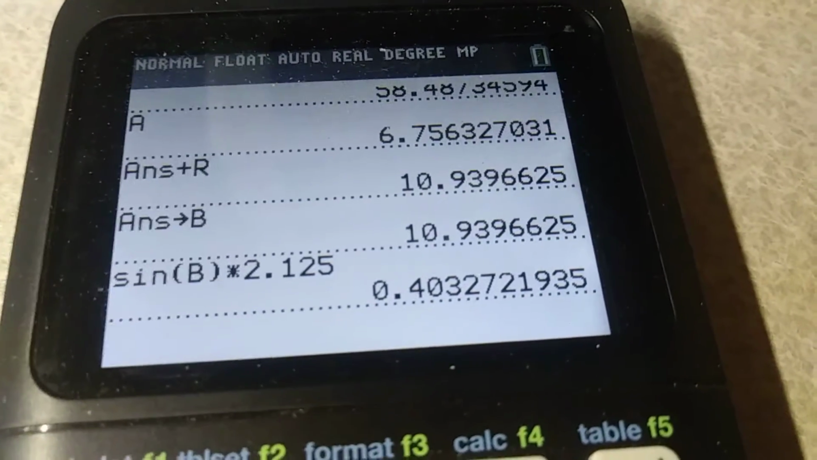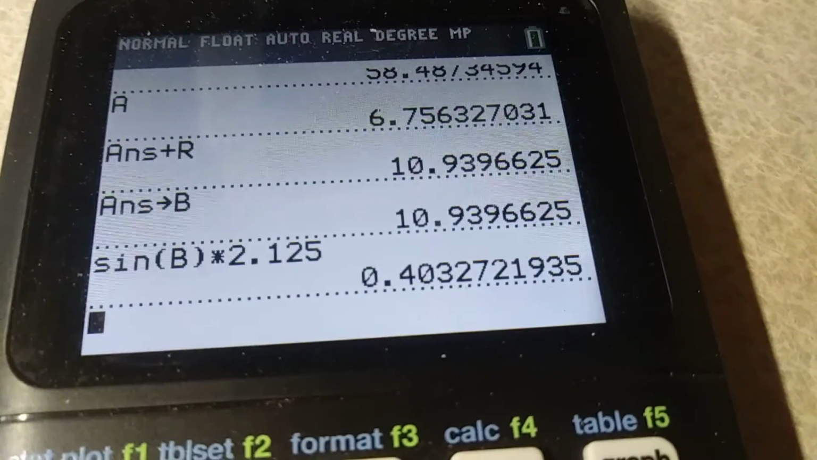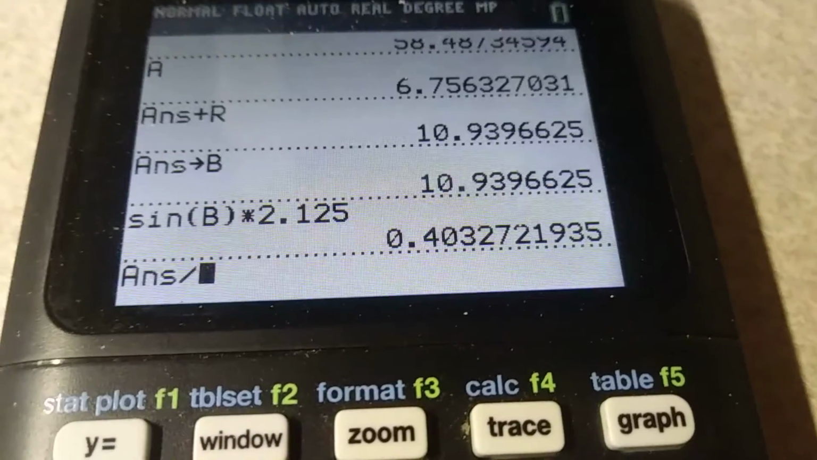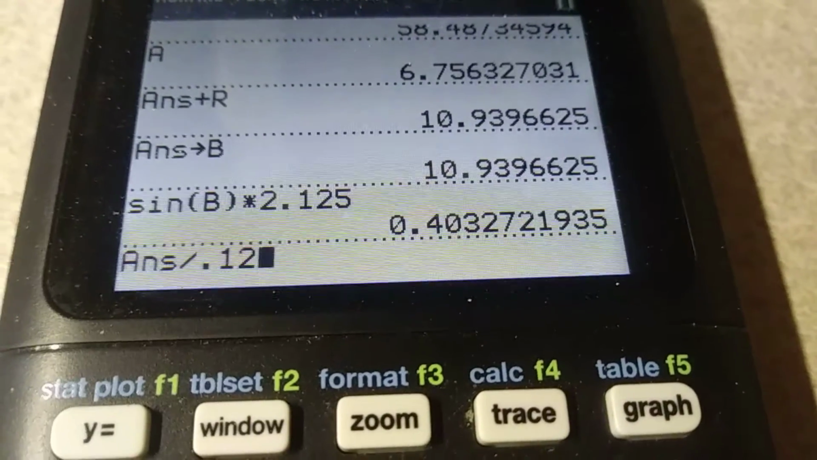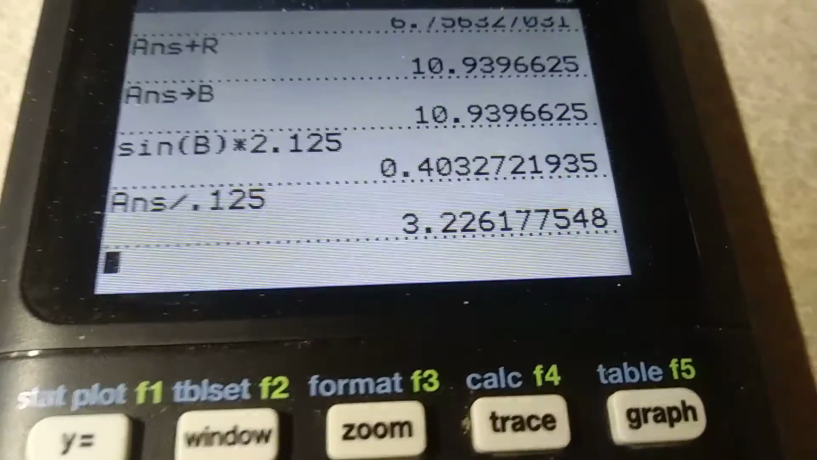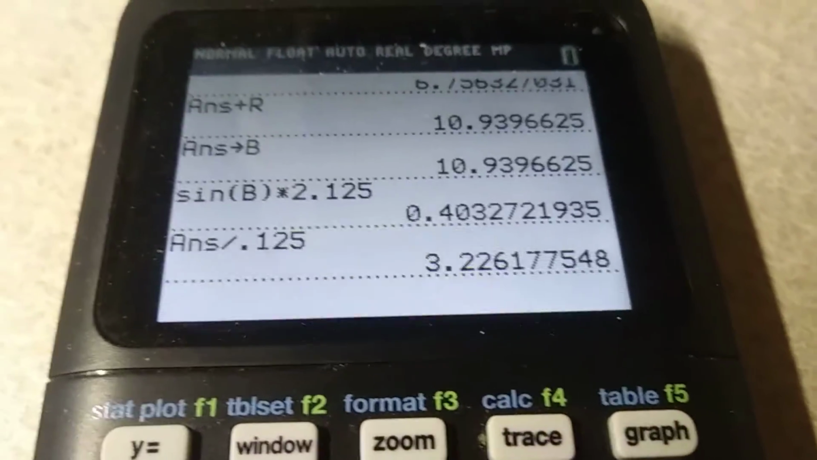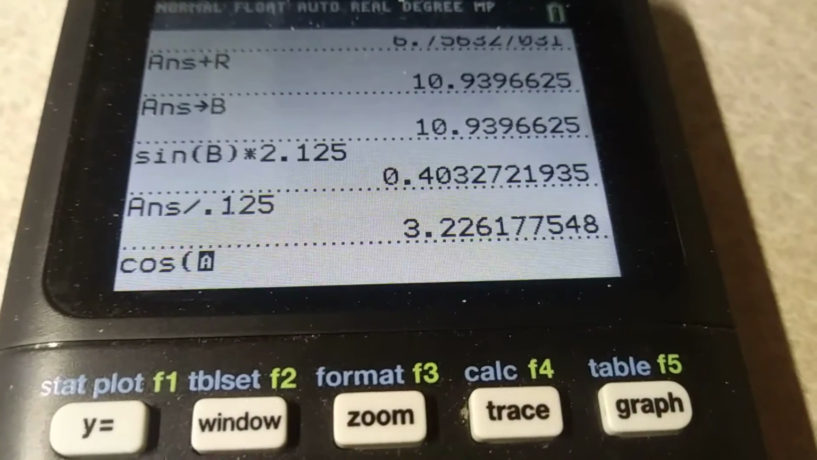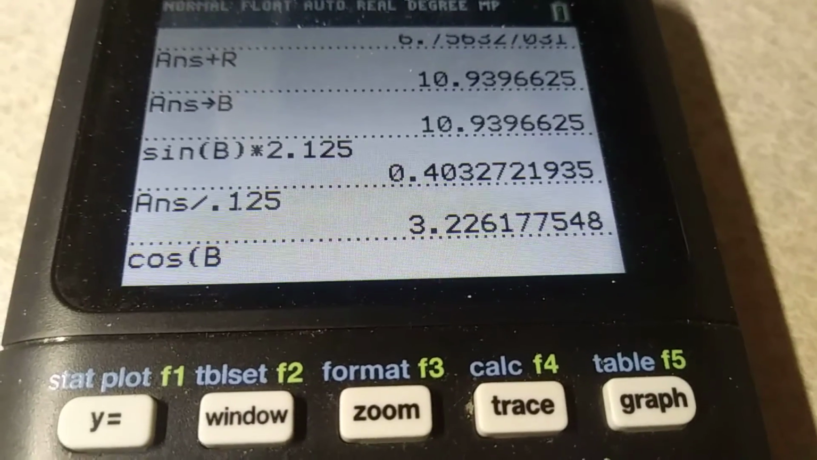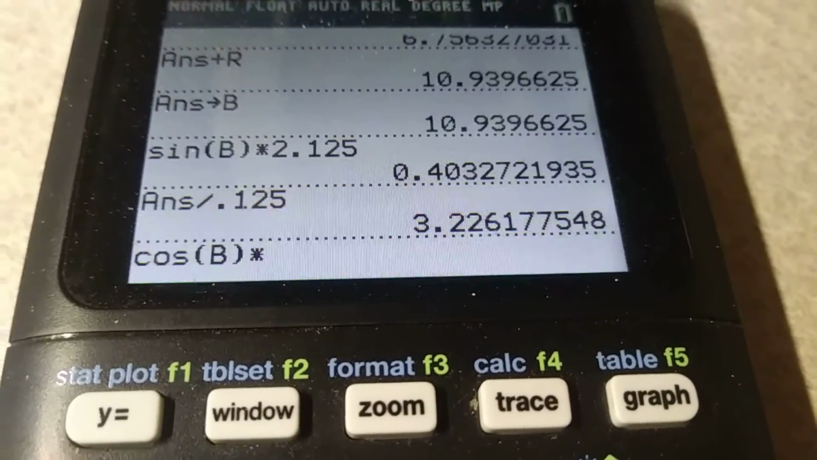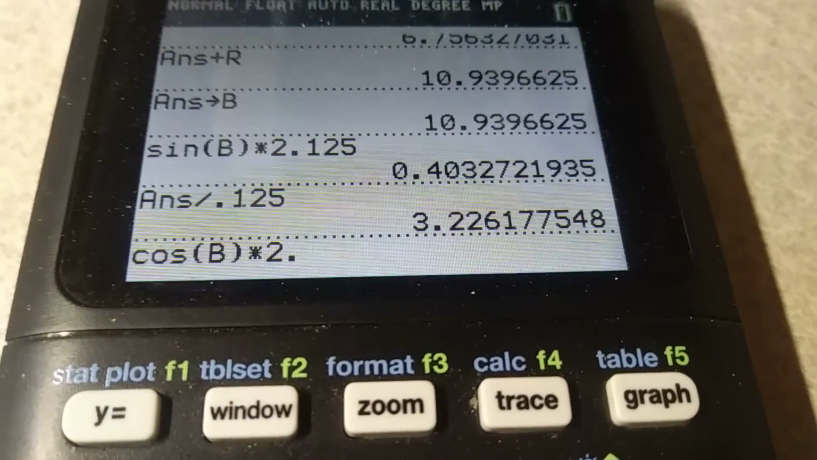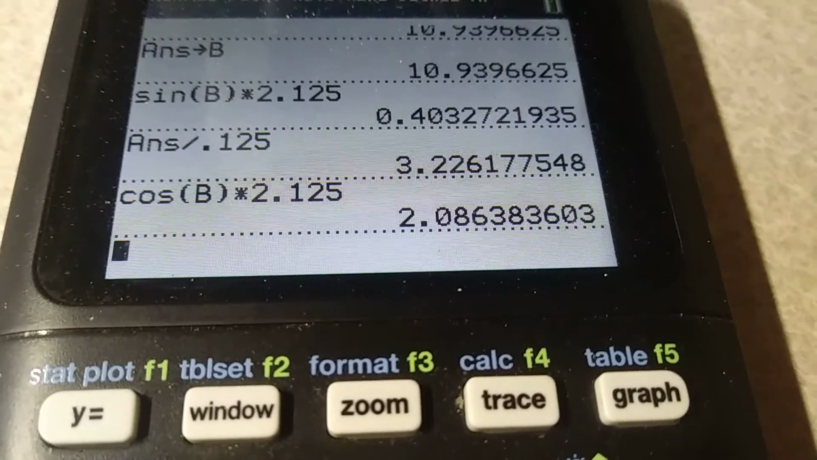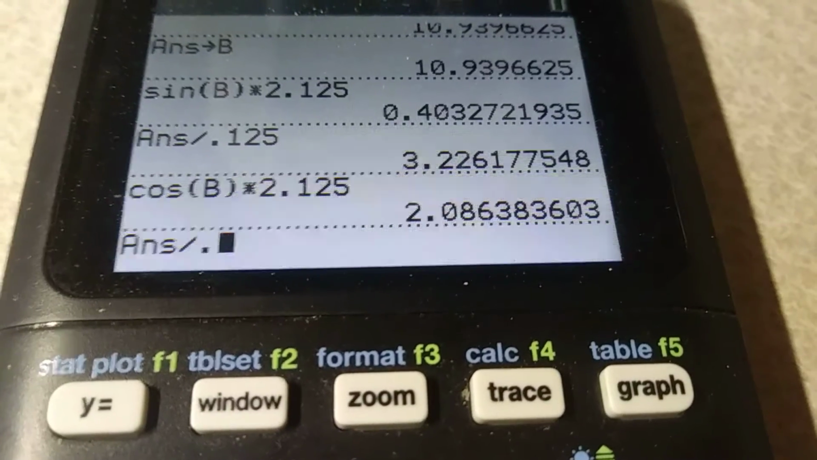But I need to draw a point, so I'm going to divide that number by the value of each square, which is now 0.125, and that'll give me how many squares to count up. So we're going to go 3.226 up. Let me do the cosine also. Okay, the cosine of B times 2.125, and then divide that by 0.125.